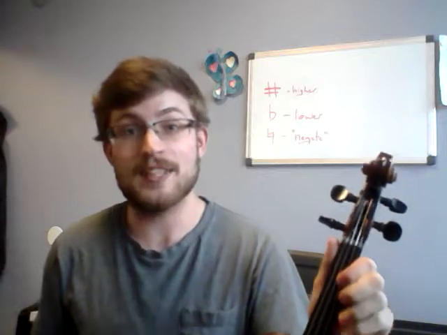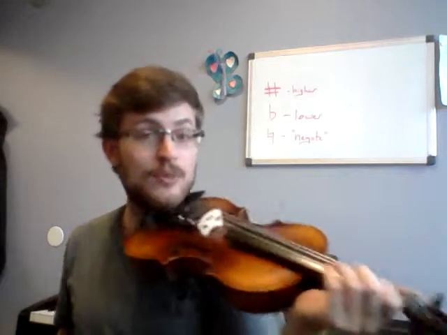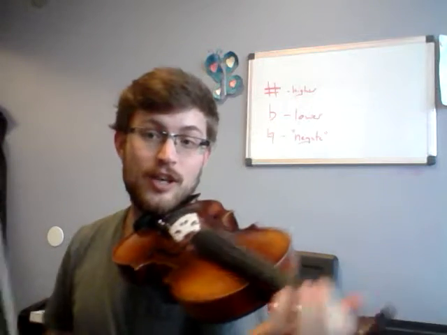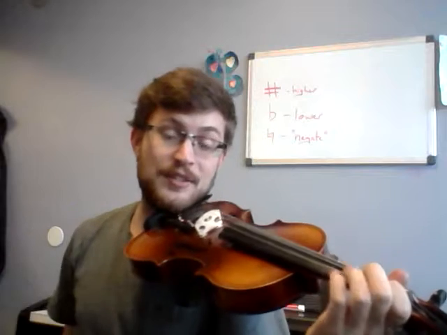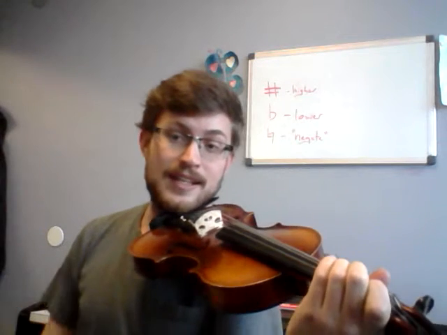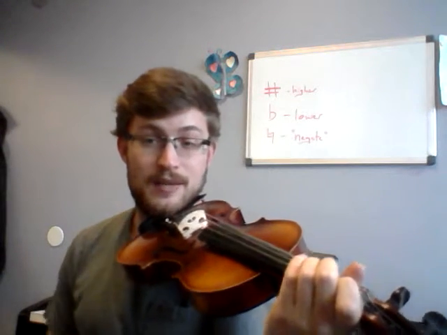Now we can't do a sharp open. We just can't physically do a sharp open. What we can do though is a low 1. So that A sharp is a low 1 on your A string. So all of those notes in a row. That's everything so far.